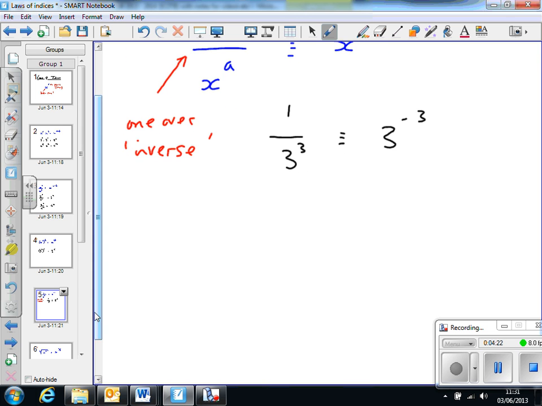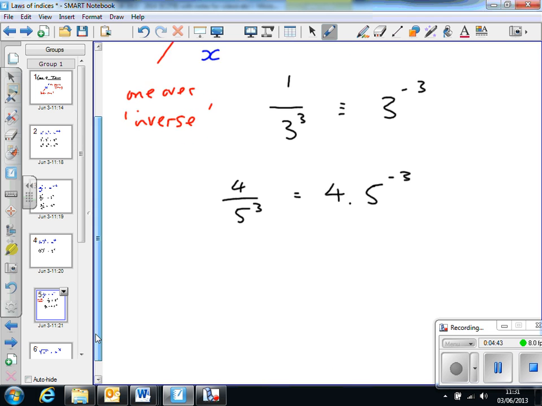If I have a number on top, so for example I have 4 over 5 cubed, then the 4 would stay where it is and the 5 would come up to the top and be to the power minus 3. So that would be 4 times 5 to the minus 3.